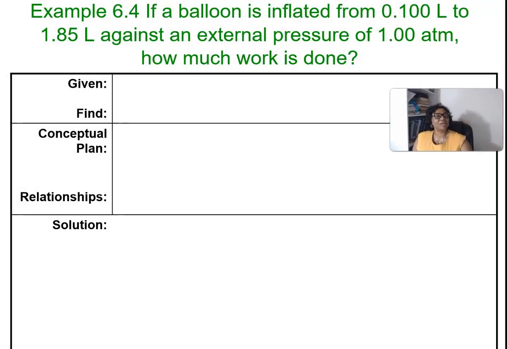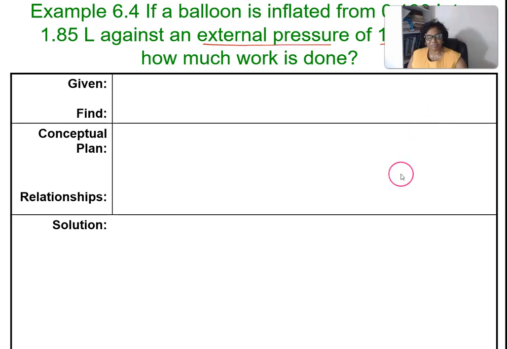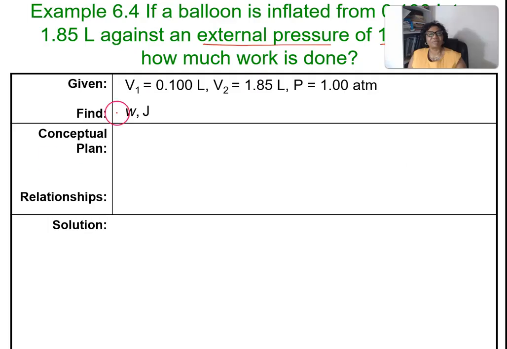So let's take this example. If a balloon is inflated from 0.10 liters to 1.85 liters against an external pressure of 1 atmosphere, how much work is done? So we have V1, V2, and P is 1 atmosphere. We want W.